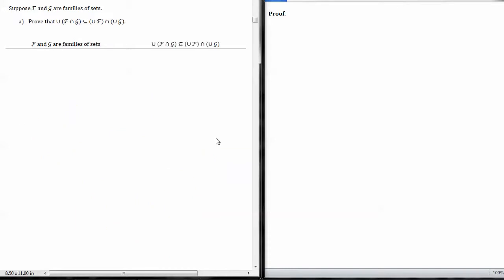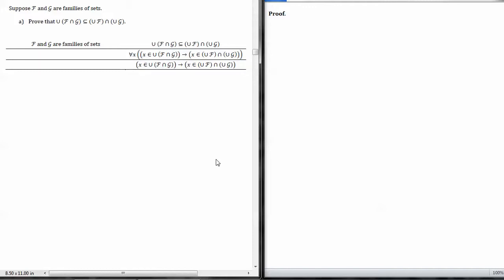Now let's try and figure out how to prove this thing. We have a given that F and G are families of sets, and here's our goal. And the definition of a subset would be that for all x, x is in the left side implies x is in the right side. And then we can let x be arbitrary, so we drop that universal quantifier. And we'll do direct proof on this conditional statement, so we can take the antecedent as a given and the consequent as our new goal.